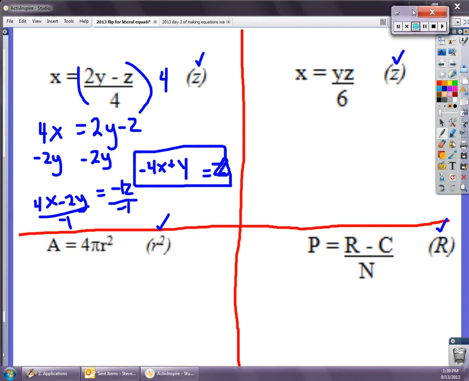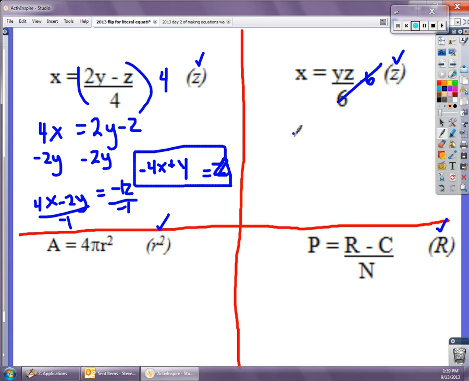Over here, I'm solving for x, so I'm going to multiply by 6 on both sides to get rid of the 6, which leaves me with 6x, because 6 times x equals yz. And then I'm going to divide both sides by y, and now I have z equals 6x divided by y.